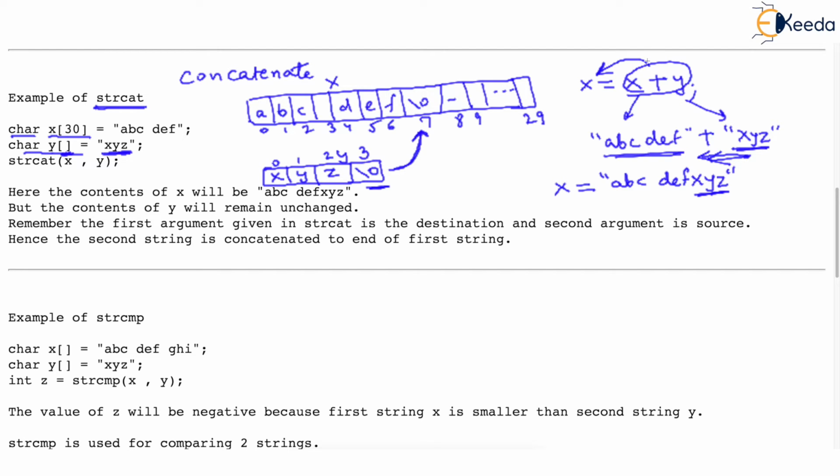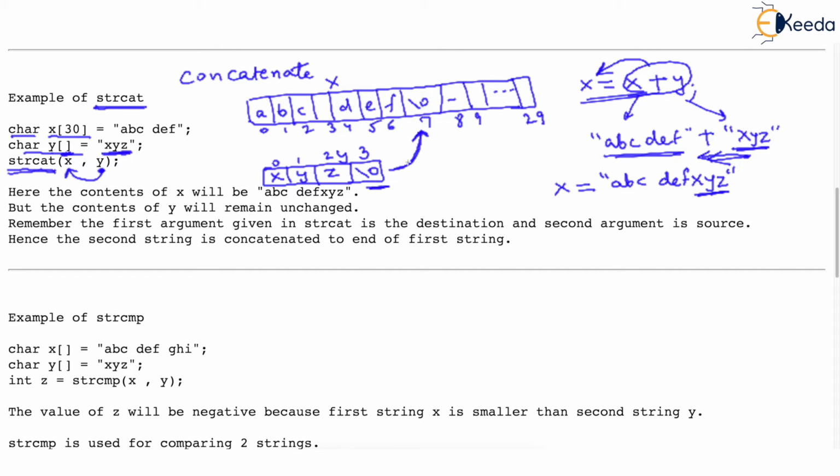So actually, we want to do this operation: X should become equal to whatever is there in X plus whatever is there in Y. Now this is done by using the cat function, strcat, concatenate, and you read it like this. Whatever is there in Y, check the second parameter, should be appended, concatenated to the end of the X.